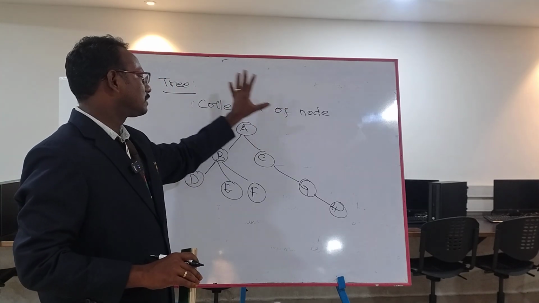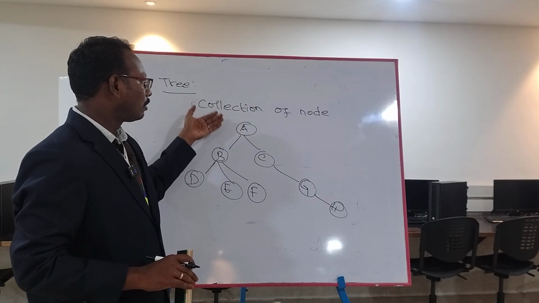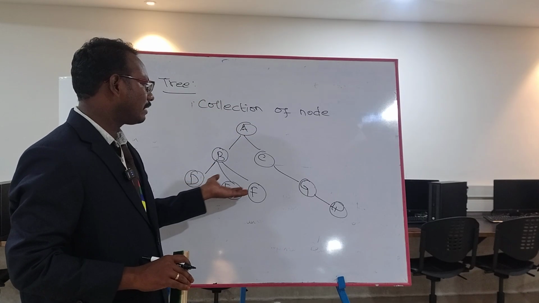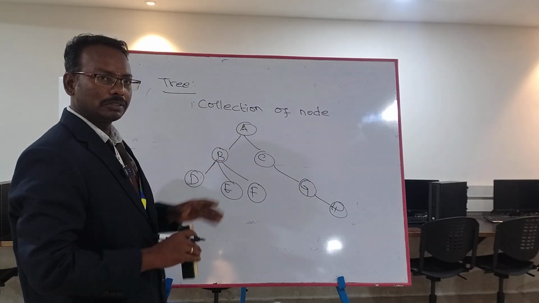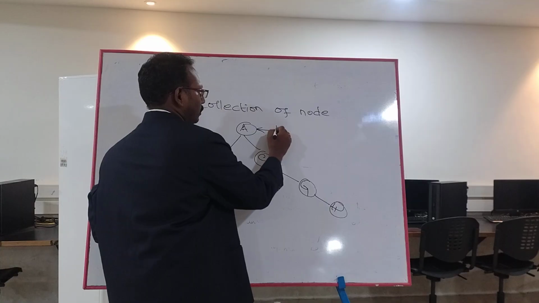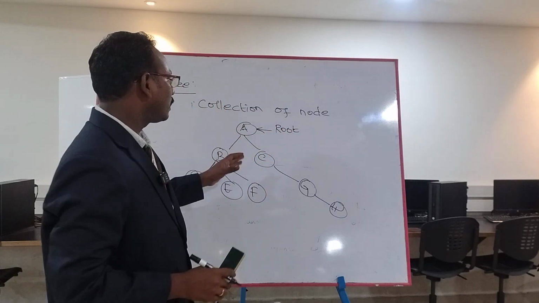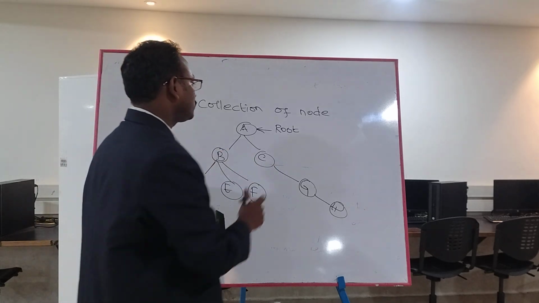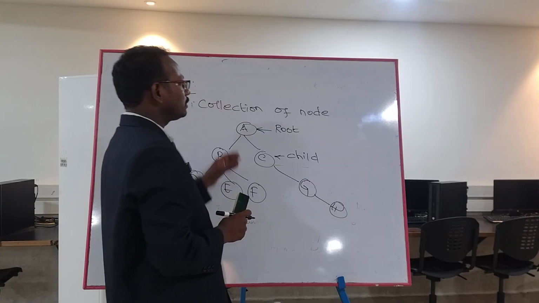For example, this is a tree. Here, this is a collection of nodes. A is a node, B is a node, C is a node, and D, E, F, G, H are the nodes. The node at the top is called the root, and the nodes next to the root are called children.